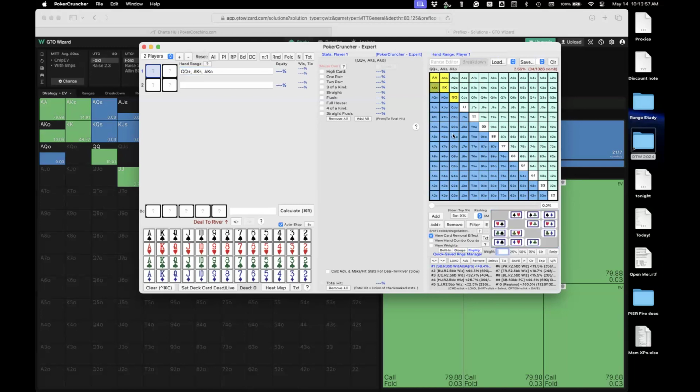We do this and we go 50%. And this 50%. I did more clicks than I needed to now that I know how to do that. There we go. So that's his range. Our range is ace king offsuit. We start this and just do this calculation.